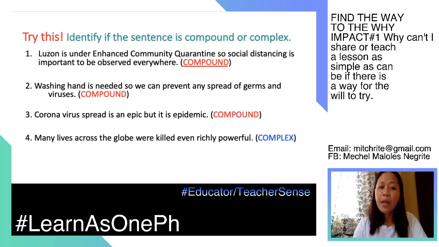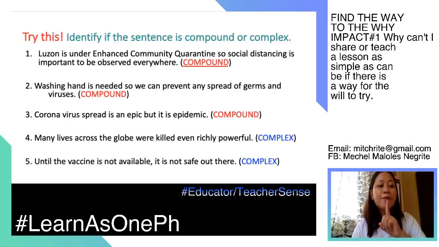Number 4, many lives across the globe were killed, even richly powerful. That one naman, that is complex. Why? So many lives across the globe were killed. That is one independent clause. Even richly powerful, that is our dependent clause. Sometimes a complex sentence can be a complex sentence even without the comma, just like our example for number 4.